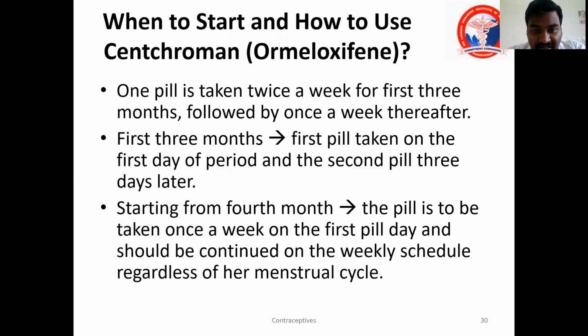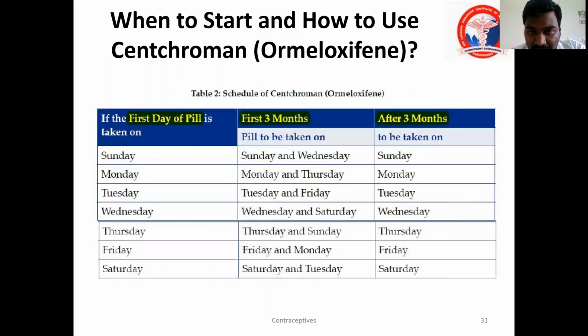The other name, I don't know, is the once-a-week pill. Why? Because though it is a once-a-week pill, the patient should be advised to take it twice a week in the first 3 months, followed by once a week. For example, as you see in the slide, the patient starts on Sunday, any day of the menstrual cycle, that is, on the first day. It should be started on the first day.